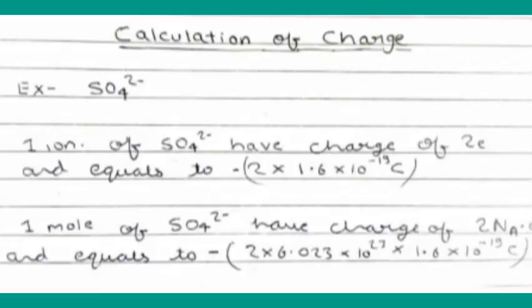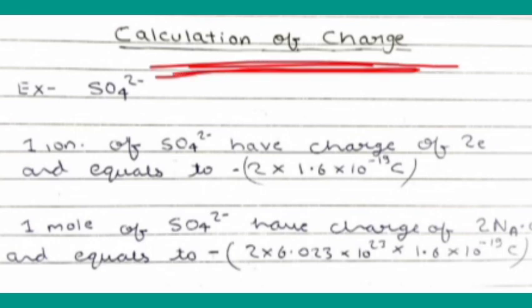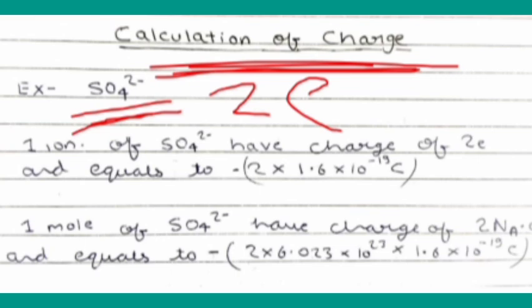Our next topic is calculation of charge. We will discuss it with an example of SO4 2 minus. We see that SO4 2 minus has a charge of 2 electrons. And we know that charge of 1 electron is equal to minus 1.6 into 10 to the power minus 19 coulomb. So the charge of 2 electrons will be given by minus 2 into 1.6 into 10 to the power minus 19 coulomb. It is very easy.